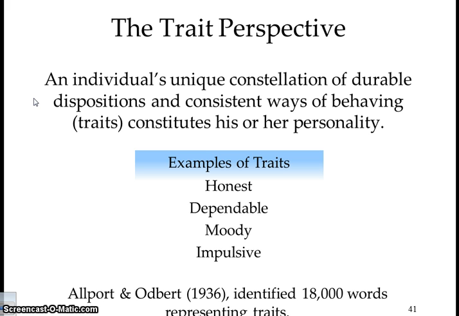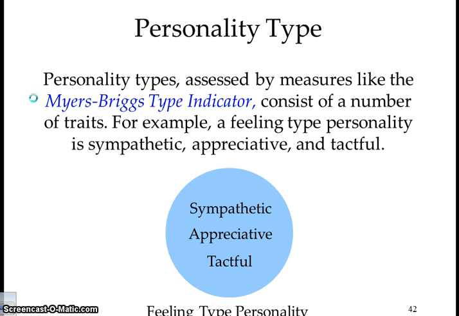So Allport looks at this stuff and he identifies 18,000 words to represent your traits. Now, the Myers-Briggs test, please know it, because it's going to be on the AP exam without a doubt. The Myers-Briggs test is just a personality test, and all it does is measure your traits and try to figure out what type of personality you are. So a feeling type of person would be sympathetic, appreciative, and tactful. This is what the Myers-Briggs test does.